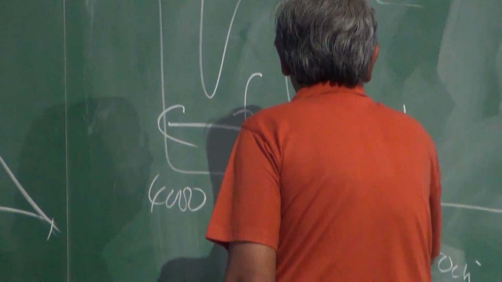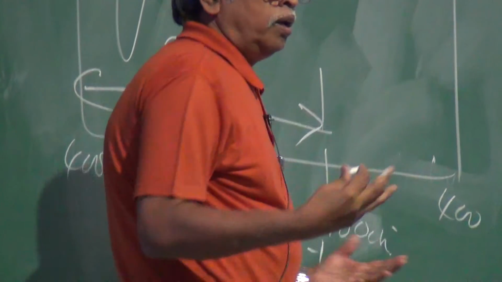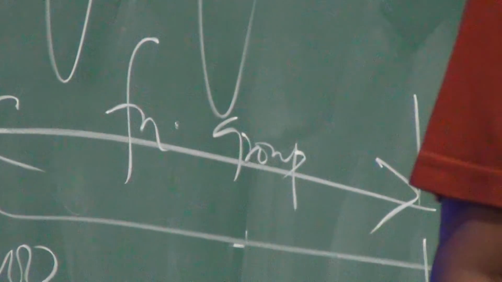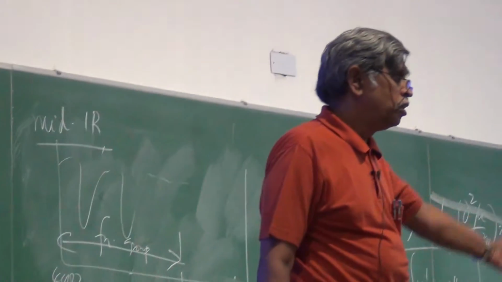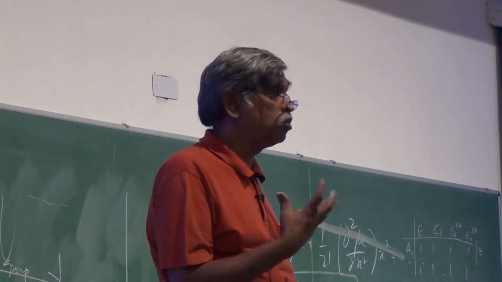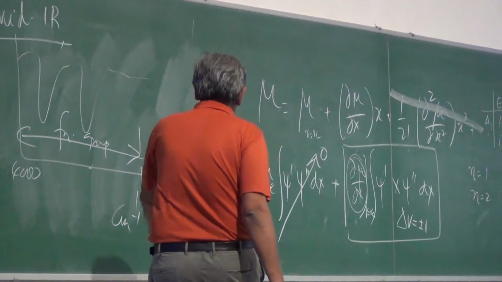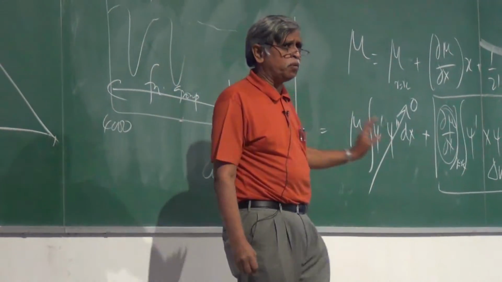That's the functional group analysis. 1700, 1300, 1200, 1500, and so on, or 3000. It tells you what functional groups there are in that molecule. Less than this, you really don't get much functional group information.